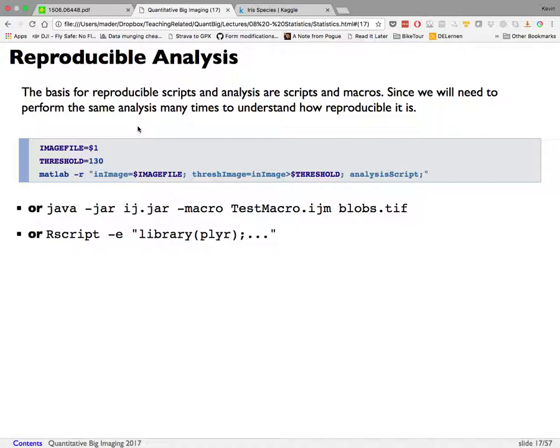If you're using ImageJ, you can run ImageJ macros very easily from the command line by doing something like that. If you're using R, you can run it like that. For Python, it's a little bit more complicated, but it's more or less the same idea. And what this means is that you can basically run your whole analysis hands-free, so that everything you need to run the analysis is contained in that line, and you don't have to manually click or interact with anything for it to run.